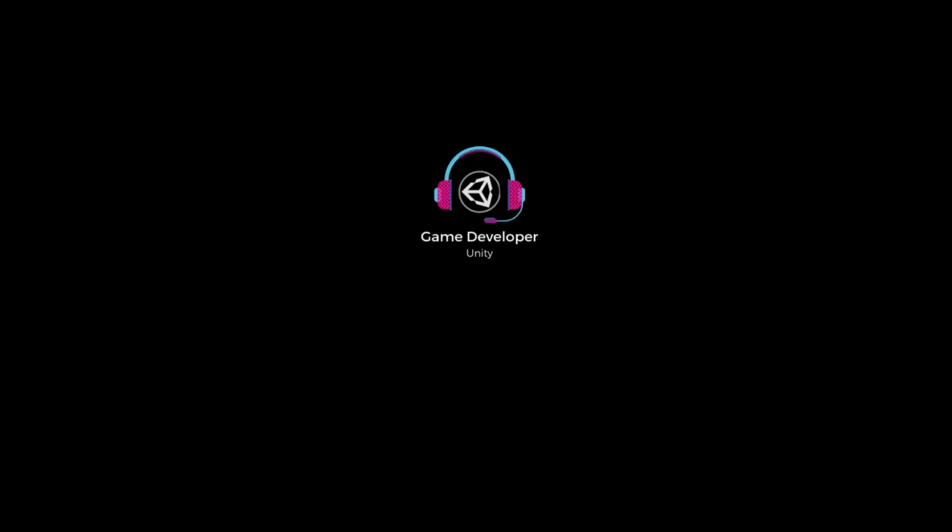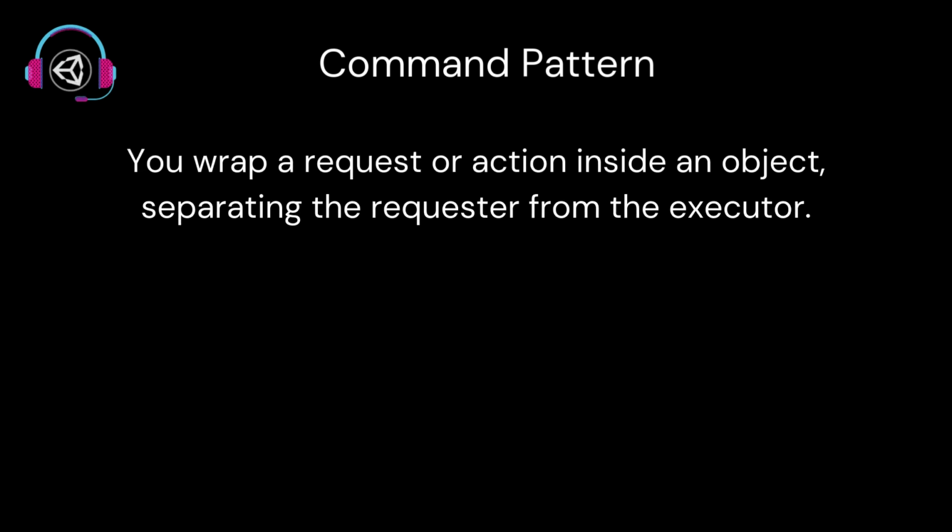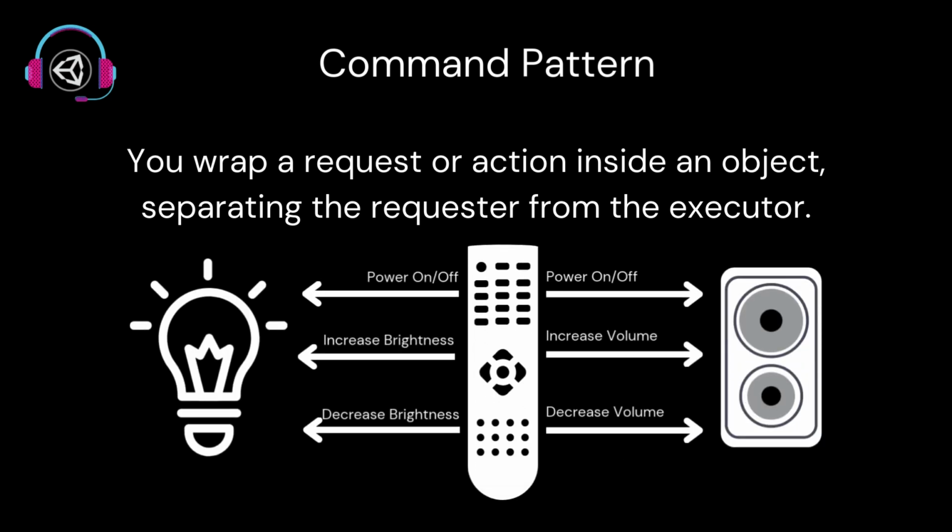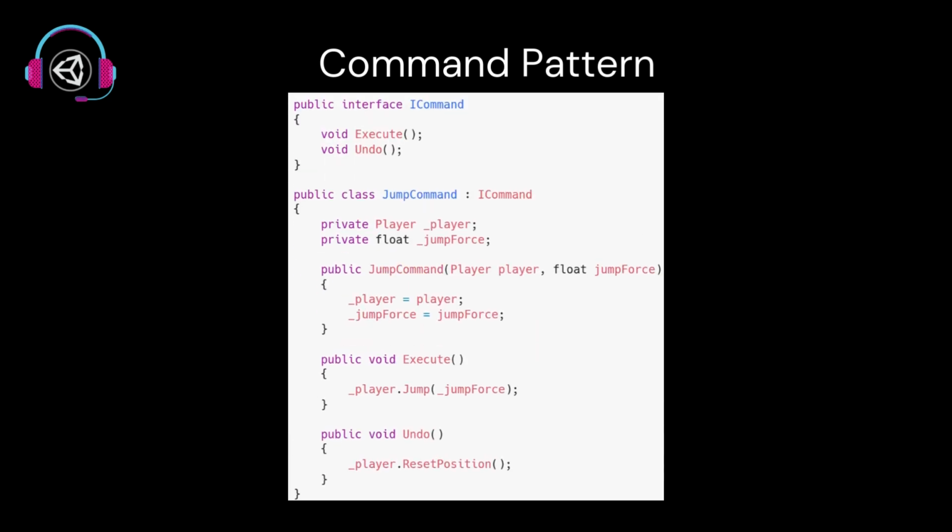Now, let's talk about the Command Pattern. This one's perfect for handling complex game interactions, like undo, redo functionality or user input systems. With the command pattern, you wrap a request or action inside an object, separating the requester from the executor. For example, here we have a jump command.